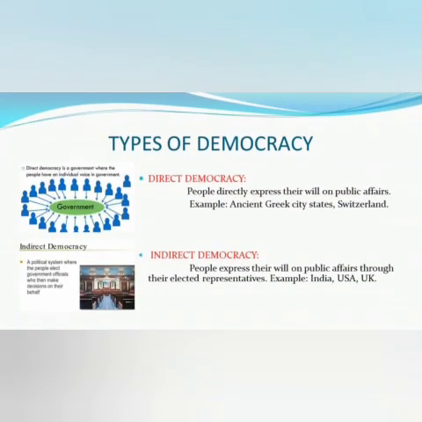Now we are going to see the types of democracy. We have two types of democracy. The first one is direct democracy, which means people directly express their will on public affairs. Example, ancient Greek city-states, Switzerland. The next one, indirect democracy. Here people express their will on public affairs through their elected representatives. Example, India, USA, UK. So we follow indirect democracy.